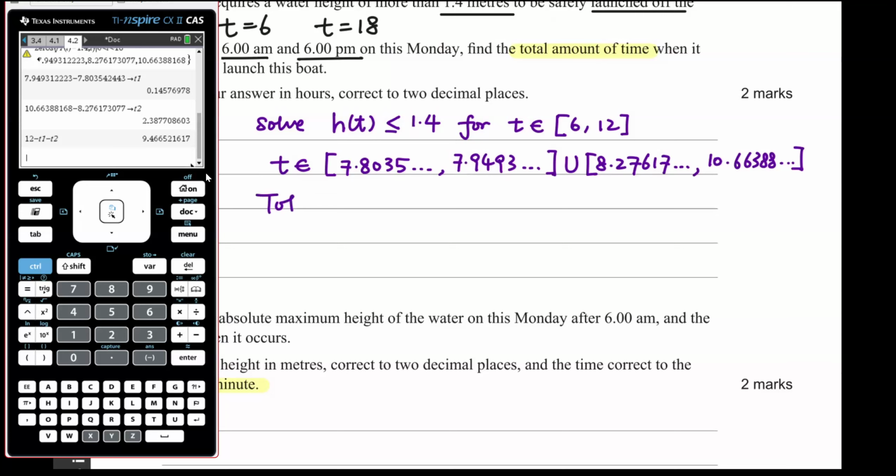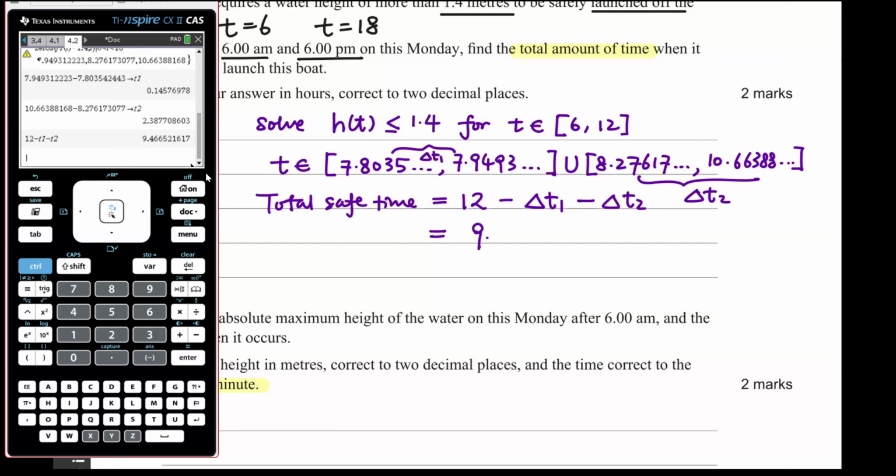So the total safe time equals 12 minus delta T1 minus delta T2, okay? So I'll call this delta T2, and I'll call this delta T1, and that is equal to 9.4665, which is rounded to 9.47 hours. 2 decimal places. Should be fine.